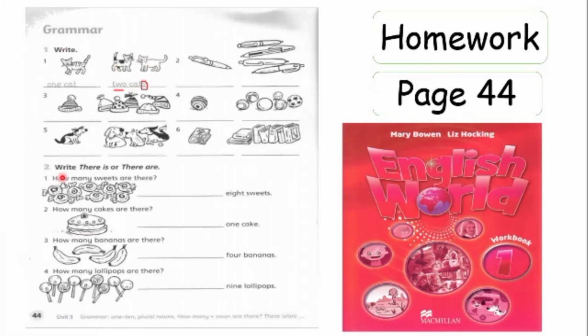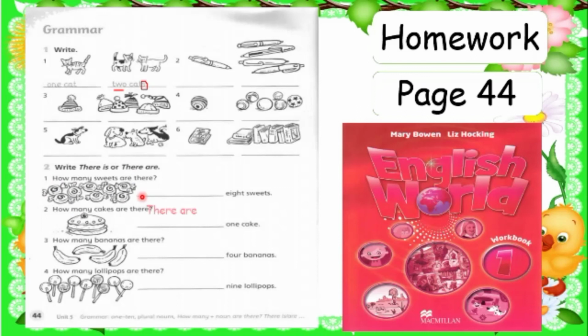How about in number 2? Write there is or there are. Example number 1. How many sweets are there? Is it many or only 1? Many. Let's count. How many sweets? 1, 2, 3, 4, 5, 6, 7, 8. So how are you going to answer that one? Are we going to use there is or there are? We use there are because it's many. There are 8 sweets. Right?